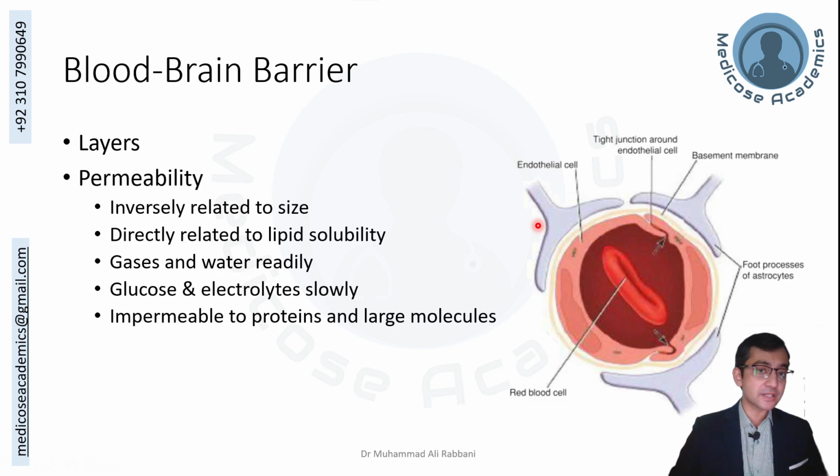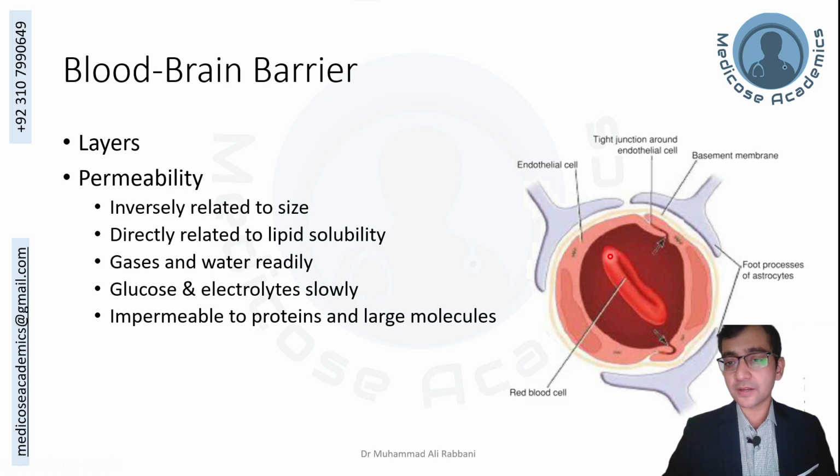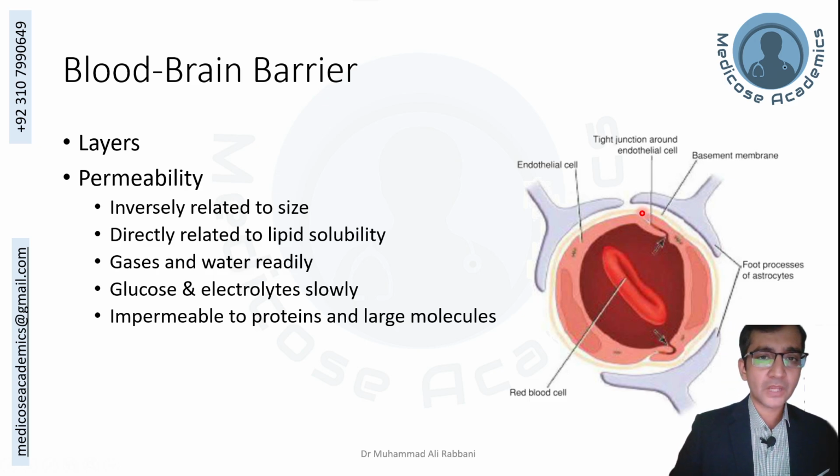They very strictly control what passes through, and lipid-soluble structures are allowed to pass. The more lipid soluble, the more readily the substance passes. The smaller the structure, the easier it is to pass, so it's inversely related to size and directly related to lipid solubility. Gases and water readily pass through. Glucose and electrolytes pass very slowly, and large proteins and large molecules are impermeable.